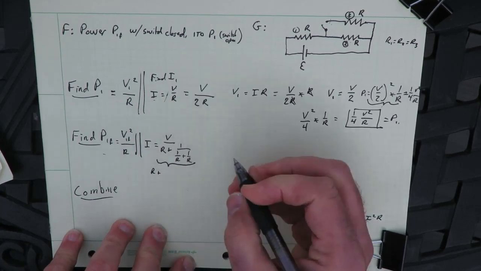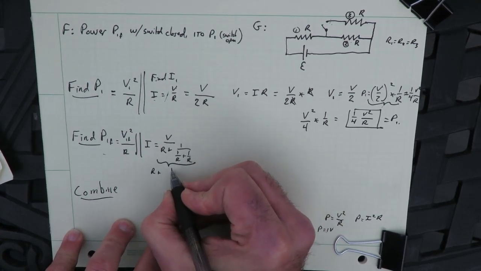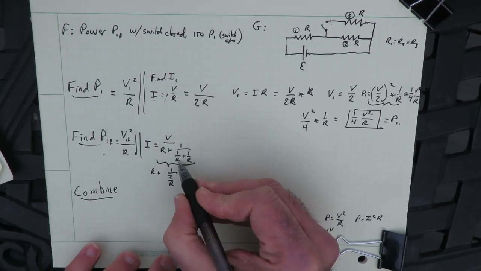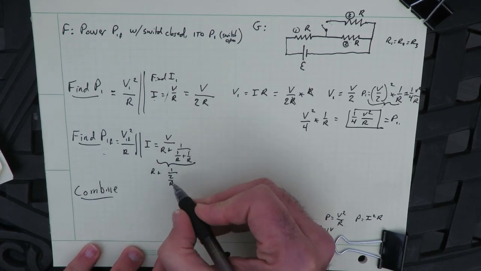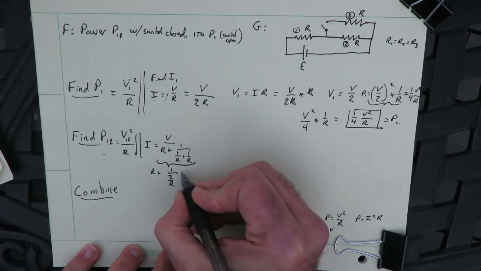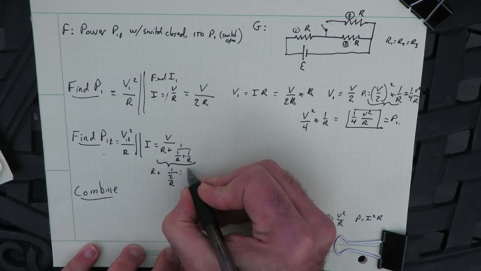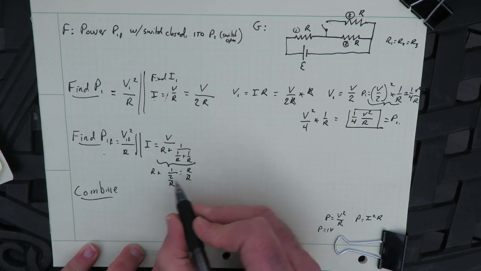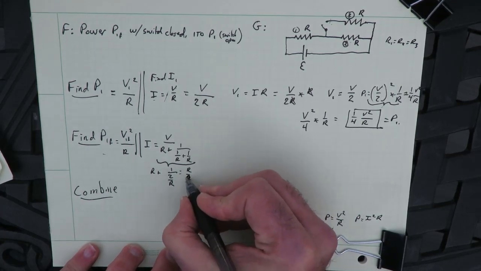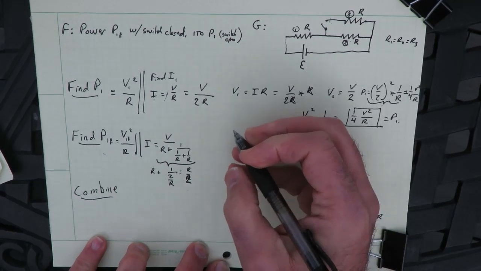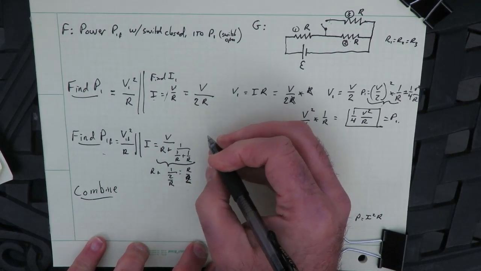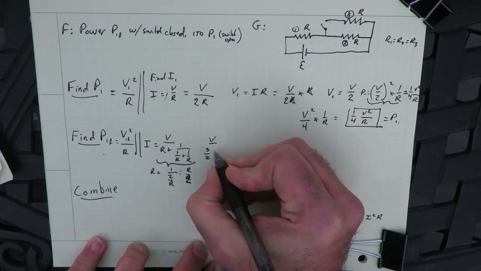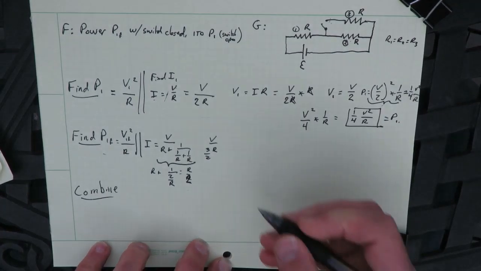We get R plus 1 over 2R, because 1 over R plus 1 over R is 2 over R, so we have 1 divided by 2 over R, which itself is equal to R over 2. So we have R plus R over 2, easy for me to say and write at the same time, and this all comes out to be V over 3/2 R. Okay?